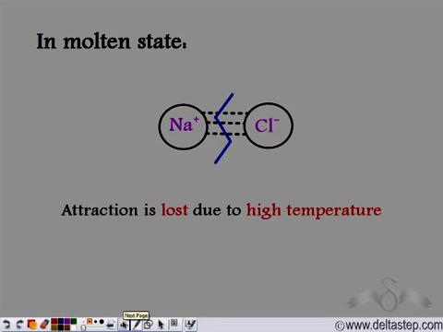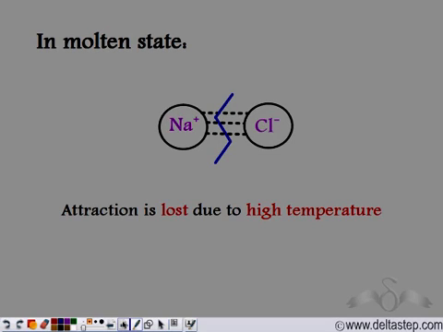What happens if we heat the solid NaCl? As we heat it, it changes into the molten state. The attractions between the positive and the negative ions get weakened on heating. Since the attraction gets weakened, the positive and the negative ions separate out, and even in the molten state, since there is presence of ions, molten NaCl conducts electricity.